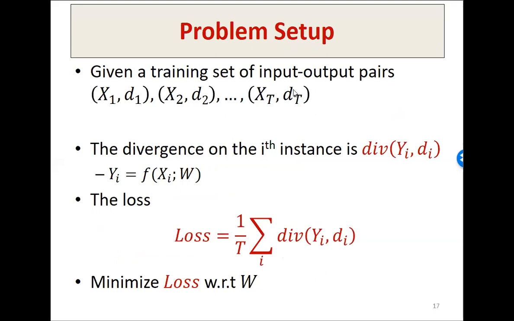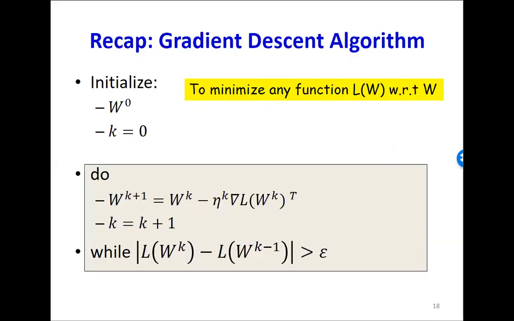Here again is our problem setup. You're given a collection of training instances. You've defined a divergence between the actual output of the network and the desired output of the network for each of these training instances. Our loss is the average of the divergence over all of the training instances. This is what we're going to minimize with respect to W. And we are going to minimize this using gradient descent.